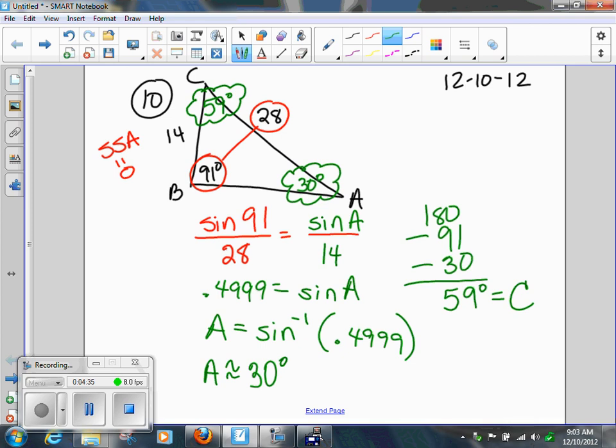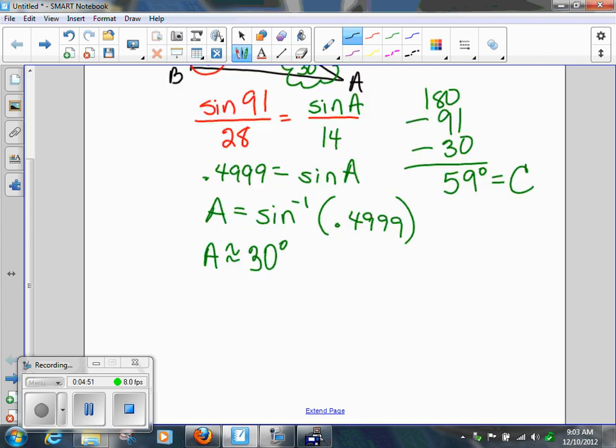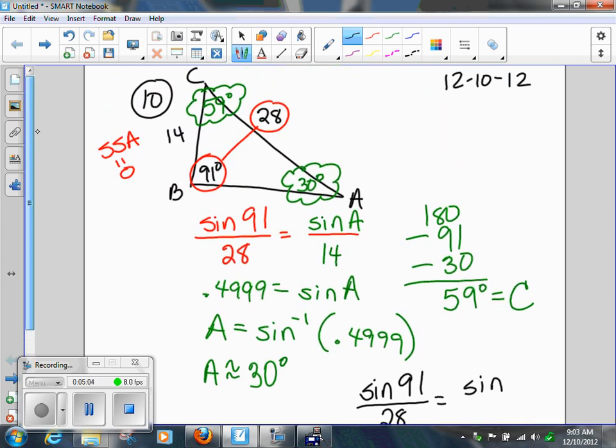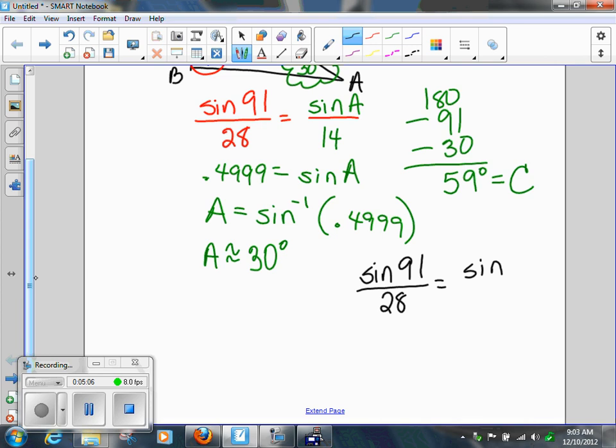And now, what else do I have to find? I've got to find side C. So now I'm still going to use the law of sines. Which ratio am I going to use every single time? Sine 91 over 28, because that was given to me. And now we have sine of 59. Isn't that what we're trying to find in side C? Yep. Sine 59 over side C.